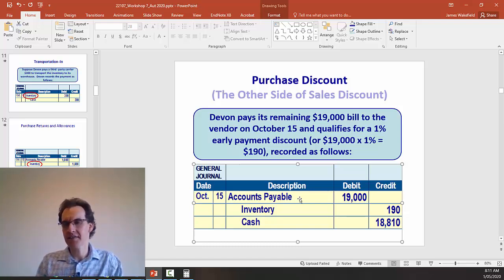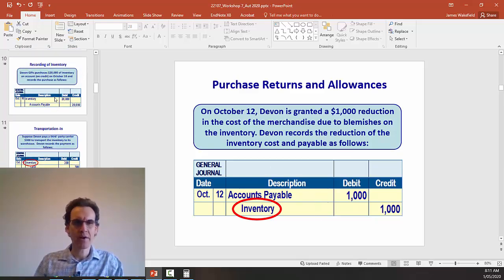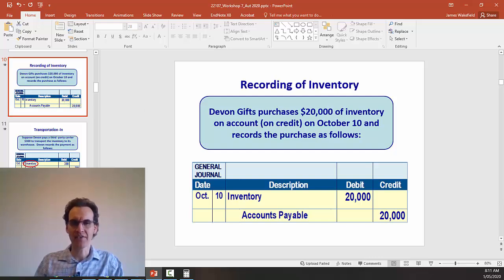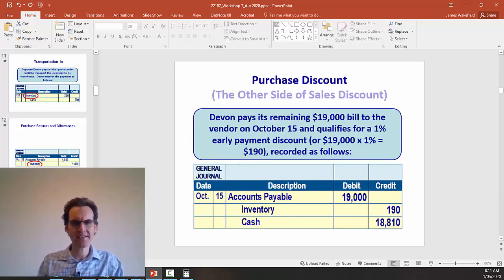Now, some of you might be going, well, why is this $19,000? Because the original amount purchased was $20,000. Well, remember, when we go back to the previous transaction, they got a $1,000 reduction from the supplier due to blemishes on the inventory. So in this particular case, that $1,000 is deducted from the original inventory acquired of $20,000, which leaves us with $19,000 from a cost perspective. So that is the amount we owe our supplier. So we apply the 1% discount to that $19,000, and therefore we record this particular journal entry.